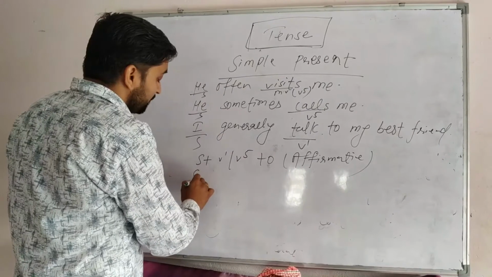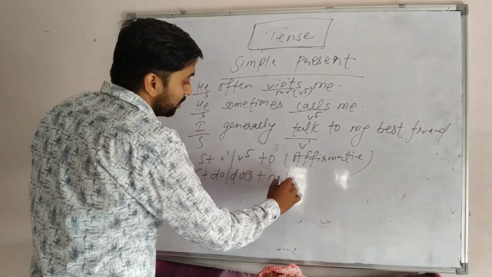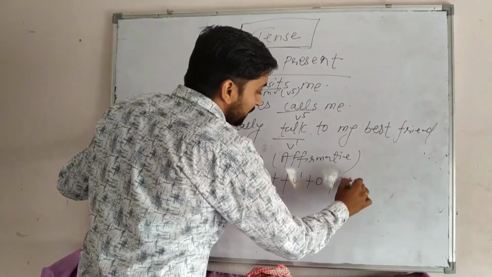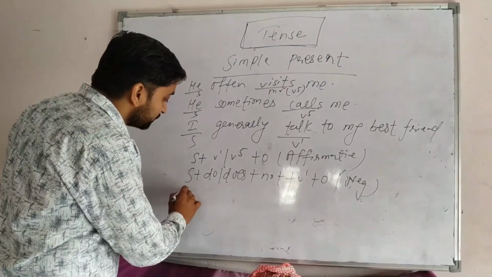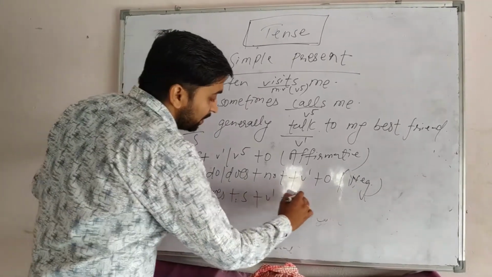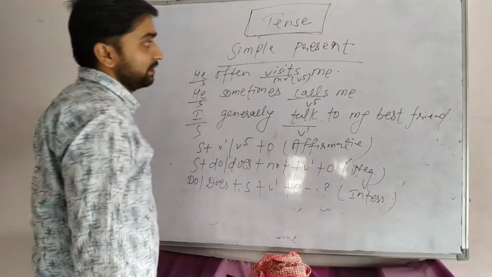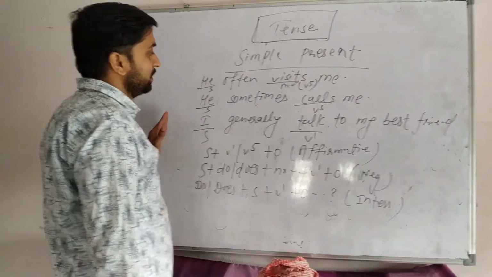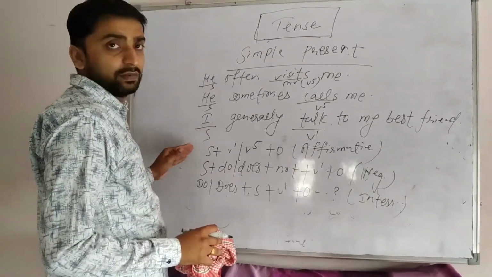B1 and B5. Similarly, subject plus do, does plus not plus B1 plus object. This is the negative structure of simple present. Similarly, interrogative: do, does plus subject plus B1 plus object and question mark. This is the interrogative structure. Have you understood? I think you are understanding very easily. These are the very easiest things. So structures can be formed through the examples. We must remember the structures.